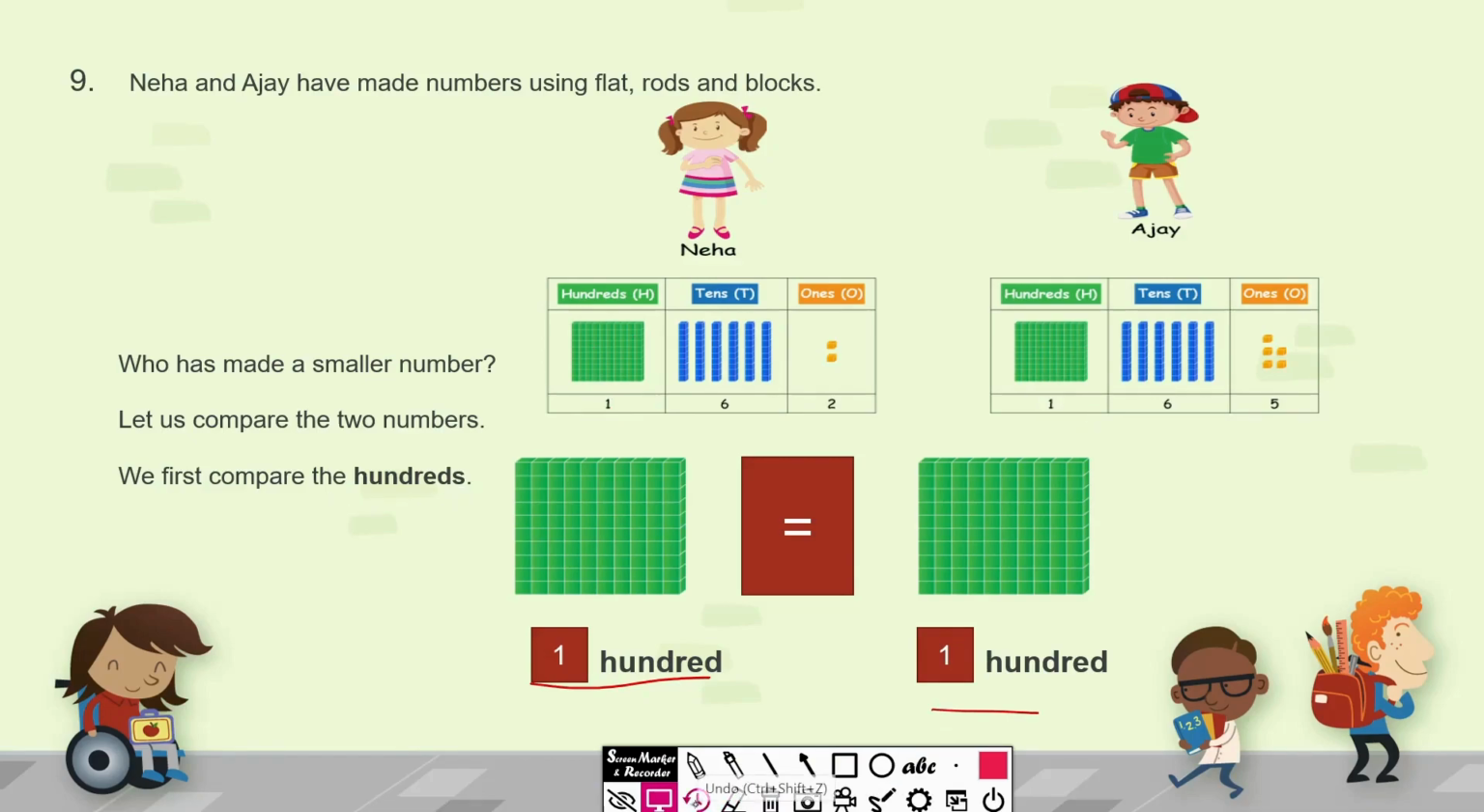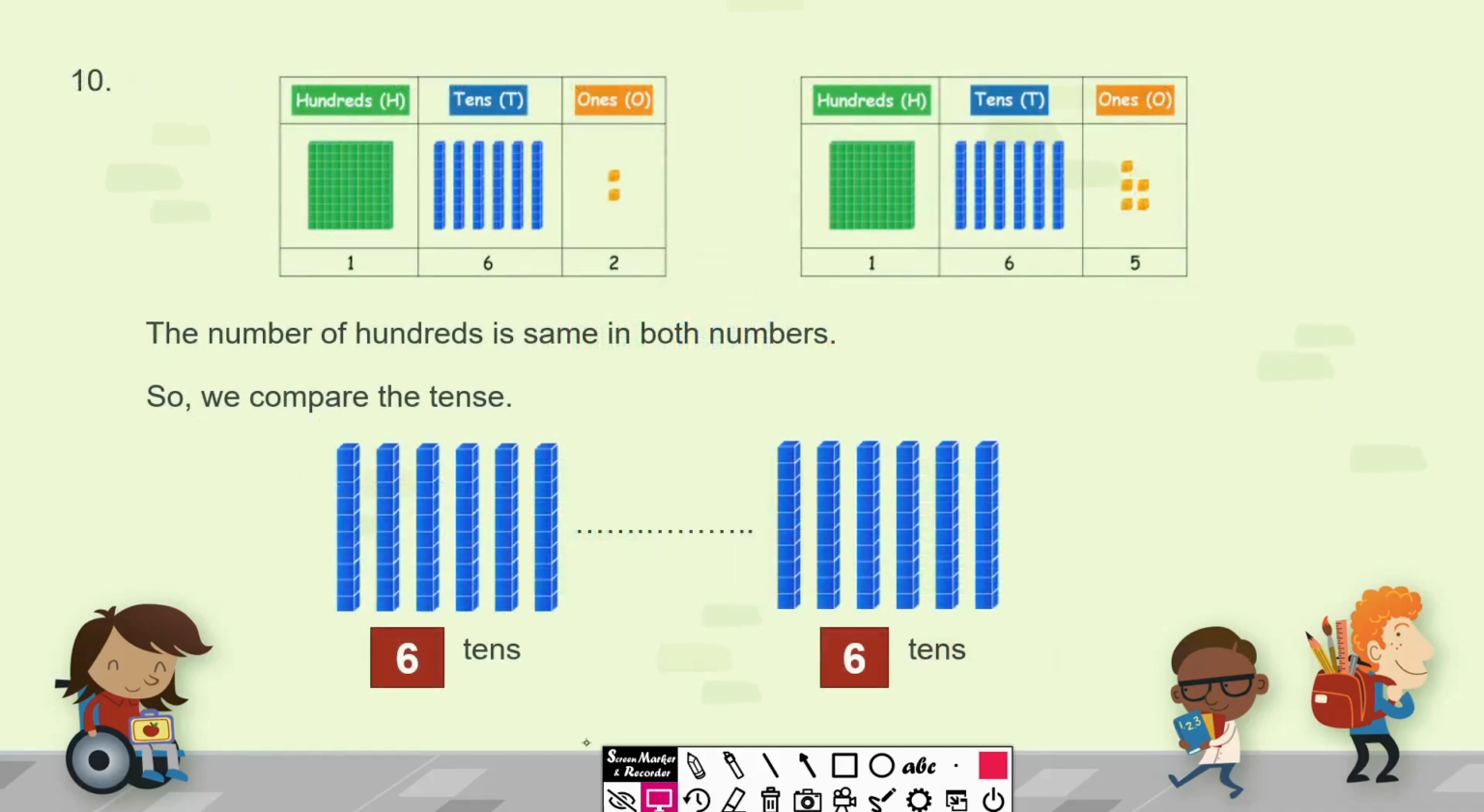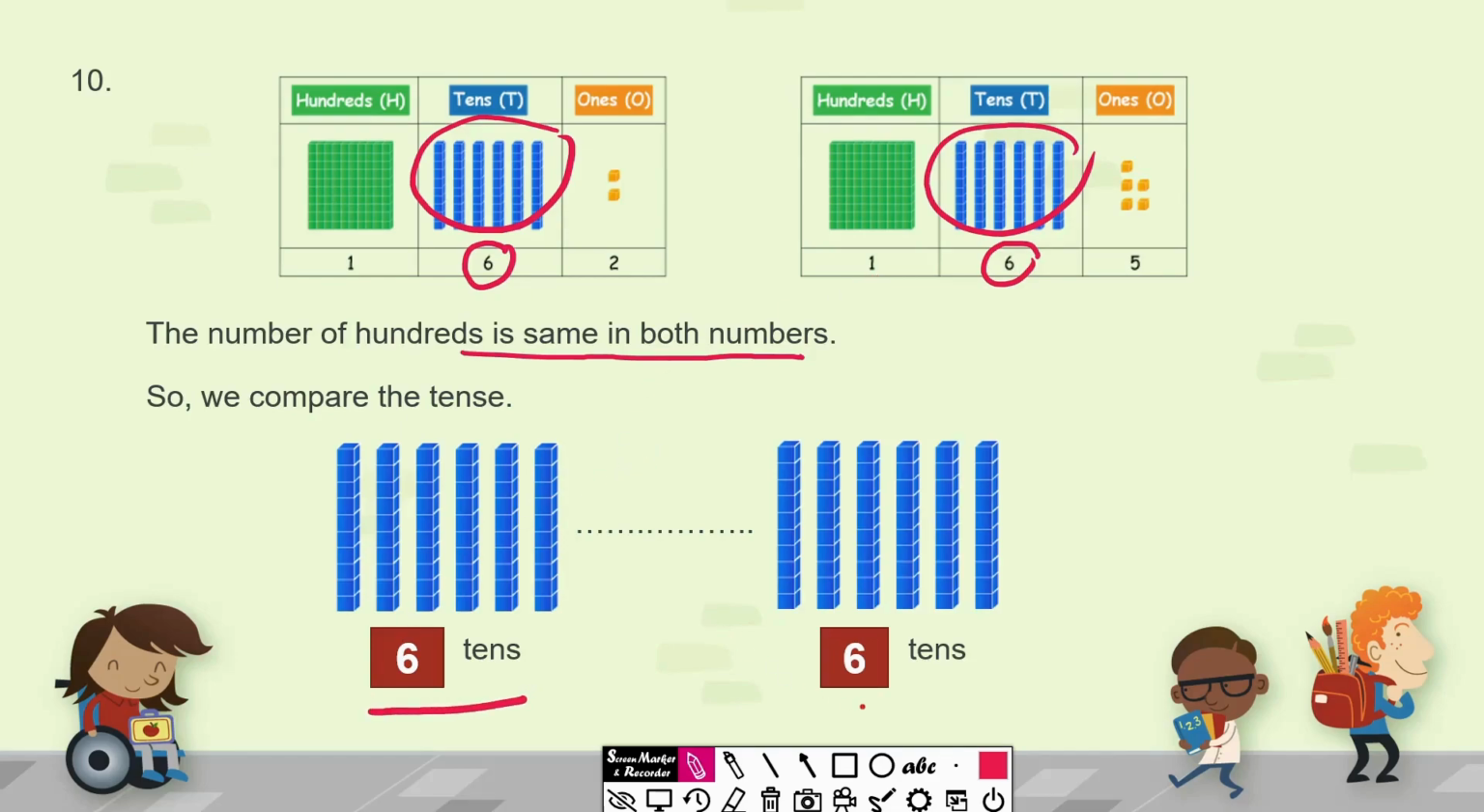Okay, let's move further. The number of hundreds is the same in both numbers. So, now what we need to compare? We need to compare the number of rods in both the numbers, right? So, Neha's number has 6 rods and Ajay's number also has 6 rods. So, both are equal again. 6 tens is equal to 6 tens, obviously. Let's check the correct answer. Yes, 6 tens is equal to 6 tens.